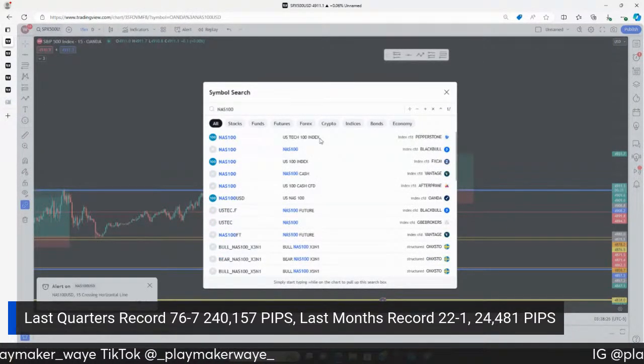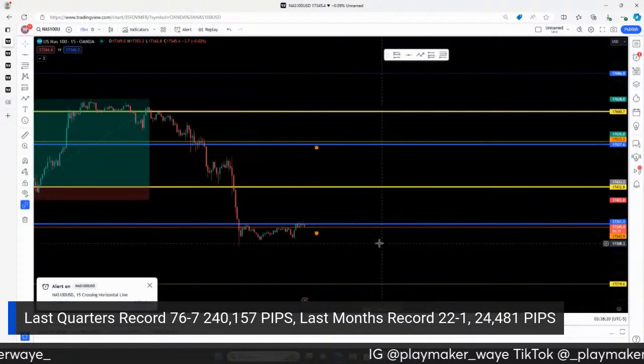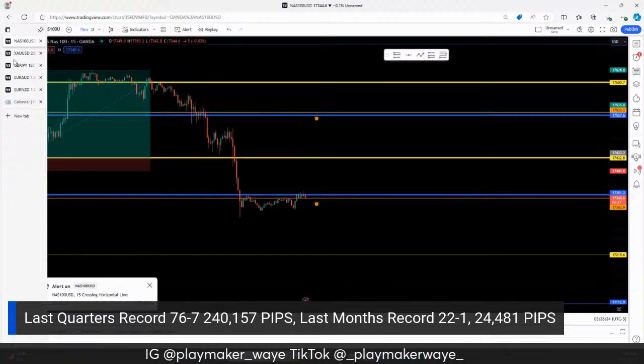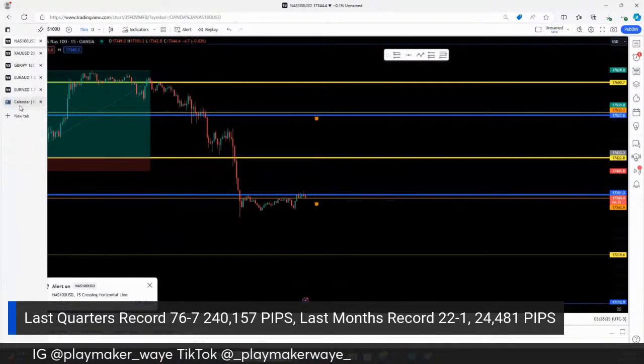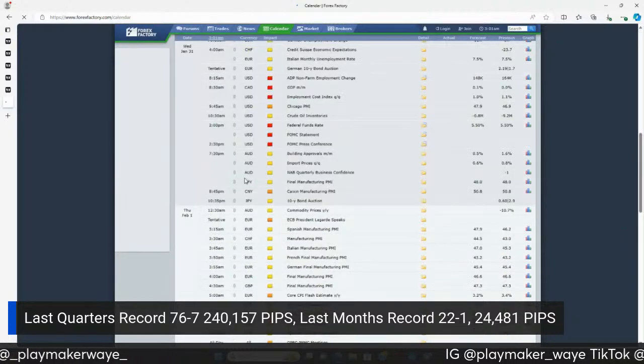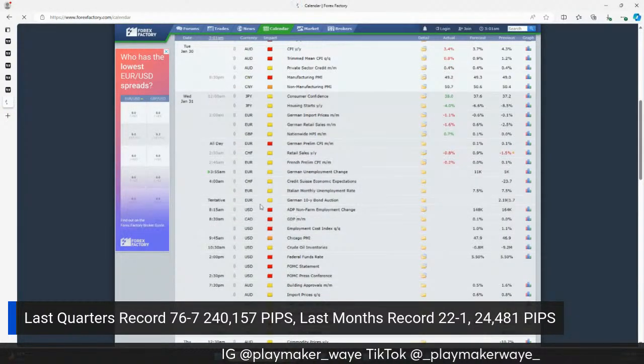Got a NAS100 alert go off. It looks like it's about to hold this as resistance, so we could see a reversal come into play. Again, we got a bunch of news events popping off today. We got ADP at 8:15. We're going to be going live with the members during the 8:15, 8:30 news event. We got ADP and GEP going back to back.